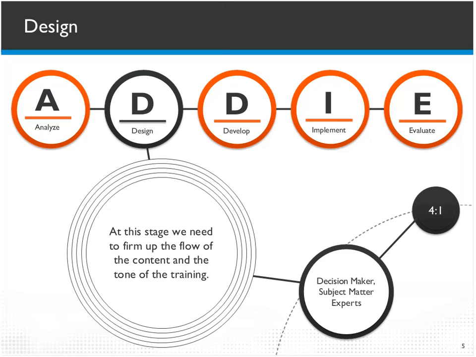When you see that 4-to-1 ratio, it typically takes about 4 times as long as your finished duration for this phase. So if you're looking at a 20-minute e-learning module, you may be talking about 4 times that to be able to participate in the design process. That's 4 times the amount of time for the decision maker and the subject matter expert. So it's not the actual amount of time that it takes to get the design done.